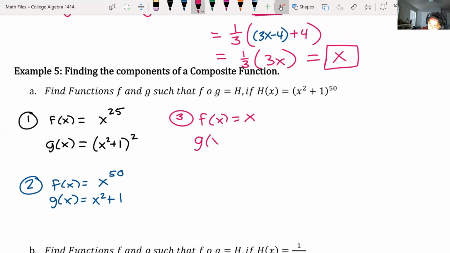f of x is x, and g of x is (x squared plus 1) to the 50th. What do you guys think? Will that work out? I hate you. I was just thinking the same thing. The hate. And then, well, if it's that simple, what's my last answer then?